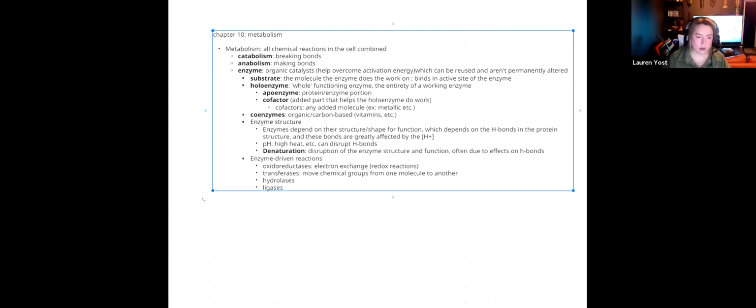Ligases work the opposite way. We are building bonds. Water is typically a byproduct.